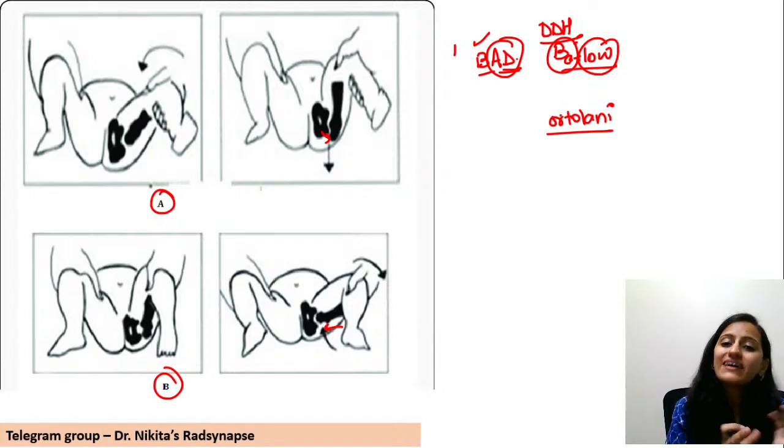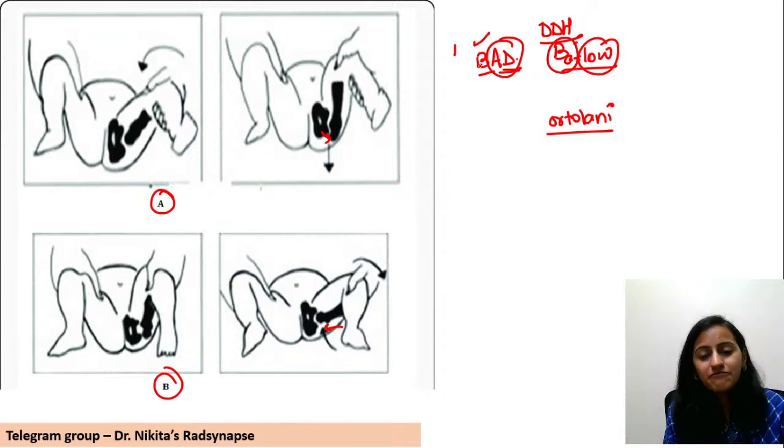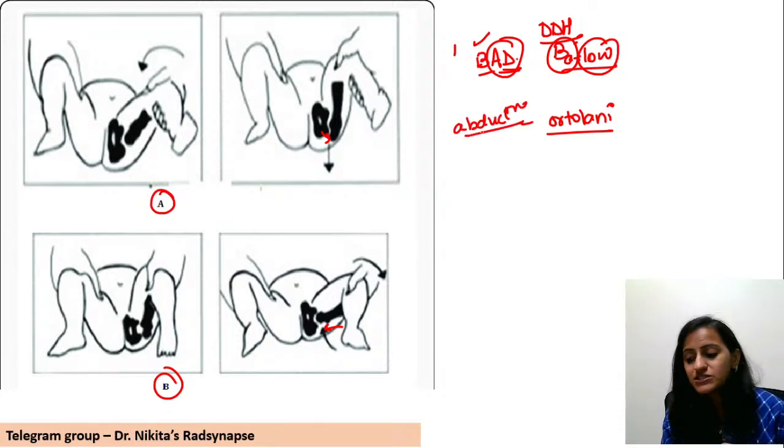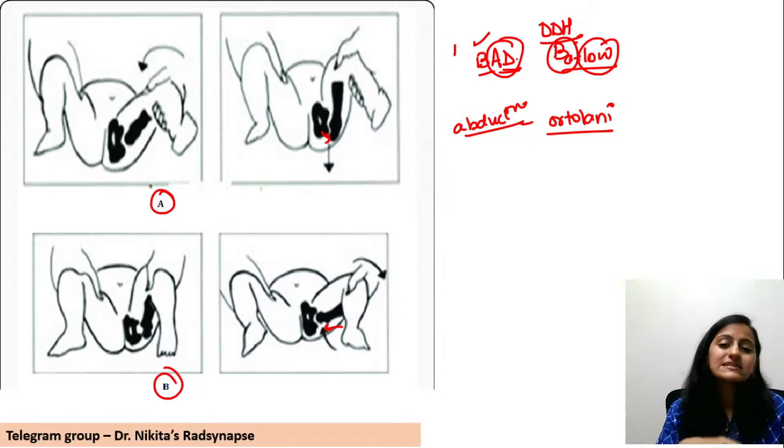Ortolani, matlab andar lavni. Read it like that. Ortolani is like andar lavni. That means it is relocating. If Barlow's is adduction, Ortolani's is abduction. So if you see the splints used in DDH, your Von Rosen, the Craig splint, they are put in abduction so that the femur is in its position, right? You will see the splint also which is kept in the abducted position. Okay, so abduction takes it back.